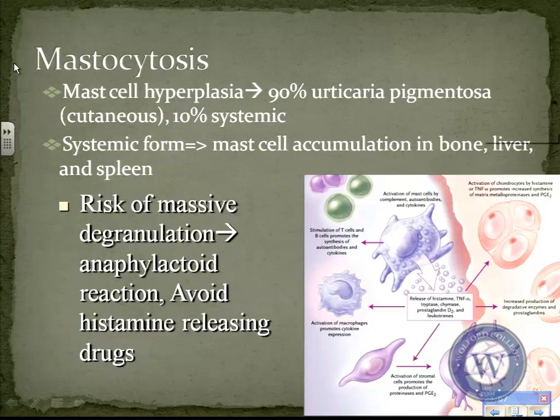Mastocytosis is a mast cell hyperplasia, which accounts for 90% urticaria pigmentosa. Systemic forms involve mast cell accumulation in the bone, liver, and spleen. It leads to massive degranulation and almost like an anaphylactoid reaction. So you really have to be careful with these people because you've got to avoid histamine-releasing drugs. Atracurium with this person with mastocytosis could be lethal.